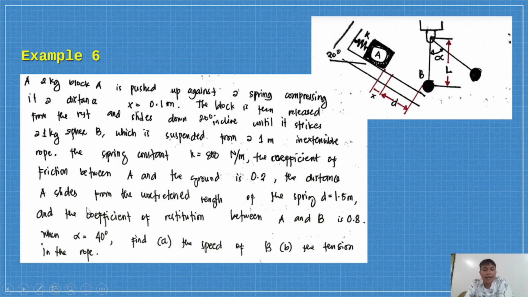The distance A slides from the unstretched length of the spring, D1, is 1.5 meter. And the coefficient of restitution between A and B is 0.8. When alpha is equal to 40 degree. Find, first, what is the speed of B? And second, the tension in the rope.